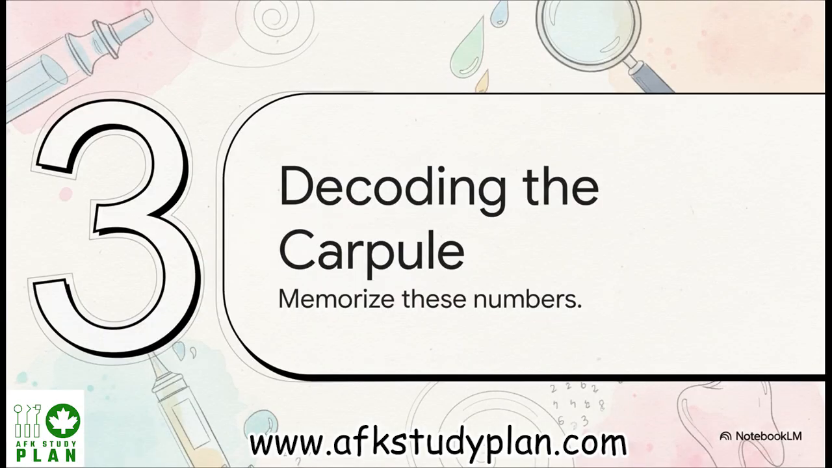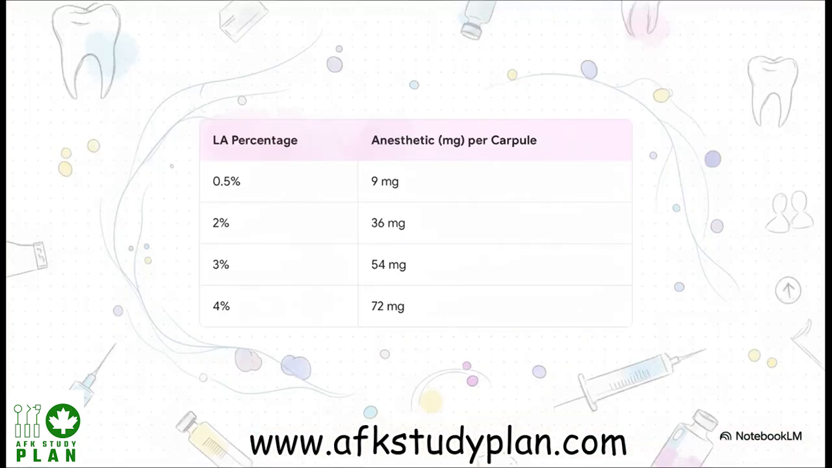All right, this next part is all about saving you precious time when that exam clock is ticking. Instead of trying to derive everything from scratch, we're just going to memorize a few key numbers. Knowing exactly how much anesthetic is in a standard 1.8 milliliter carpule is your first major shortcut. And you know, this table looks simple, because it is.